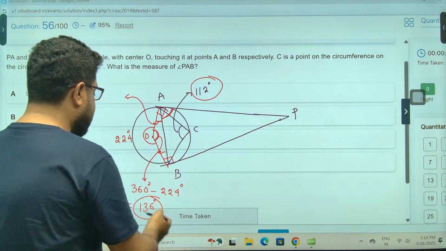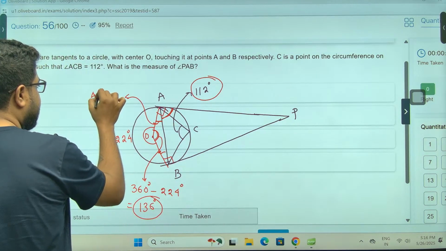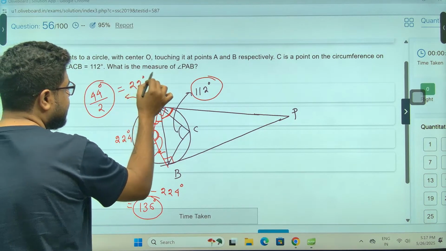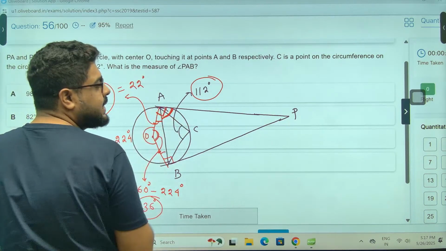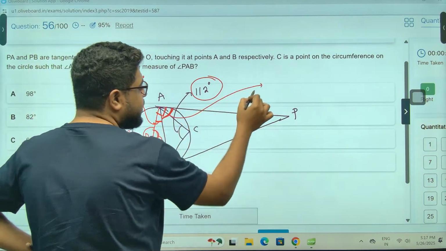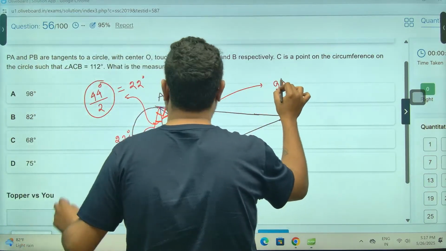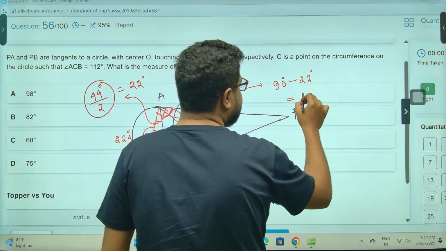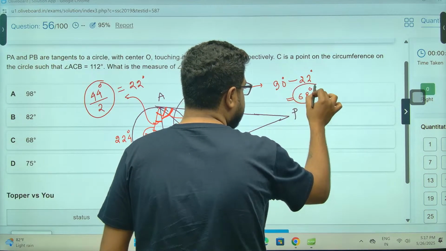That is how much, sir? 44. 44 degrees. So by 2 will be each side. So that is 22 degrees each. So this angle, sir, total angle 90, sir. This is 22. This angle will be what, sir? It will be 90 degree minus 22 degree. So 90 minus 20, 70, that is 68 degrees.